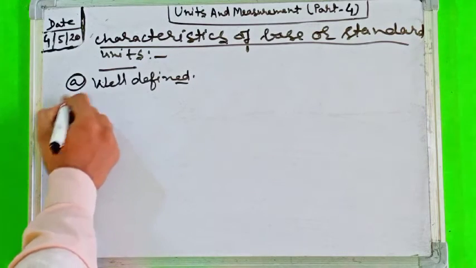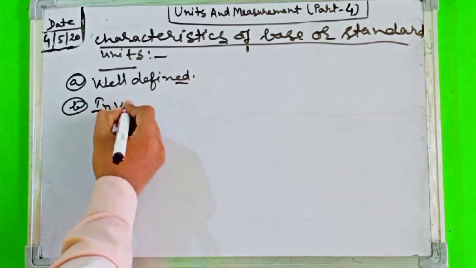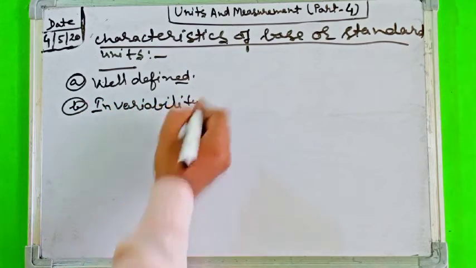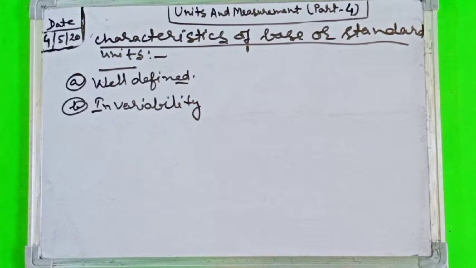Second point is invariability. Invariability means that the base unit or standard unit is invariable. It does not vary from place to place, person to person, position to position, or with other physical parameters. If other physical parameters change, that unit is not going to change.